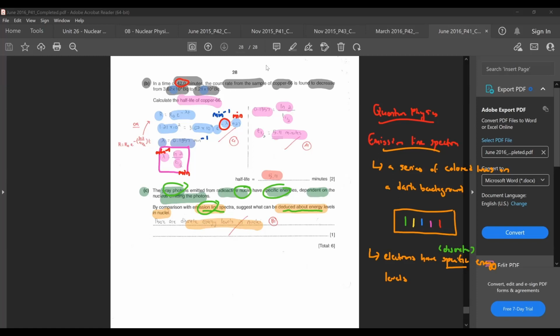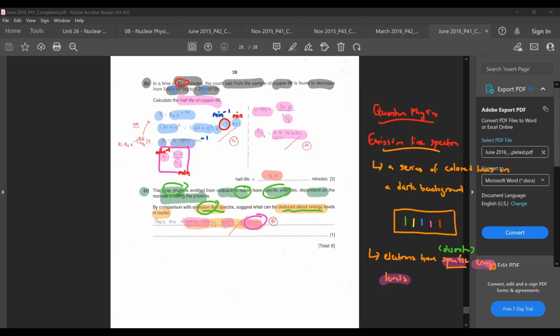Your conclusion should be similar to that in quantum physics, where you say that there are specific energy levels. But rather than saying that for electrons, you say it's for your nuclei now. Okay, there are discrete energy levels inside your nuclei. Because your photons here are not emitted from electrons. Jumping energy level is actually emitted by your nuclei itself. Okay, so this is just one mark. It's actually related to quantum physics.